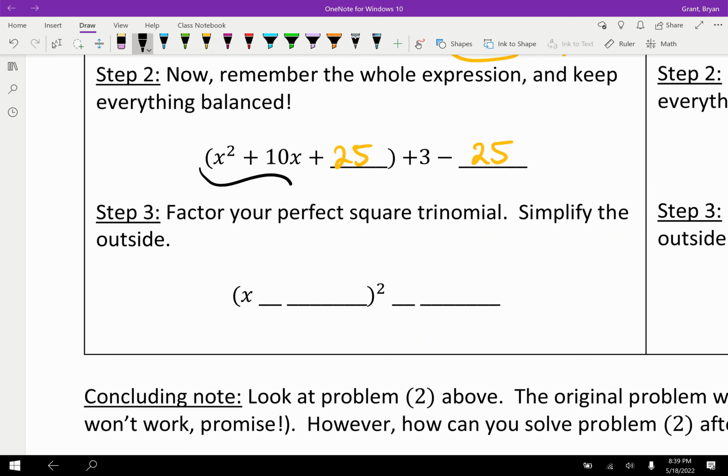Then we're just going to focus on the perfect square piece. Half of 10 is 5. X plus 5 squared. And then we could probably combine like terms here, right? 3 minus 25, that's negative 22. And there we have it. Completed the square. We got to ignore the last term. It didn't matter. And it combined with that balancing factor at the end.